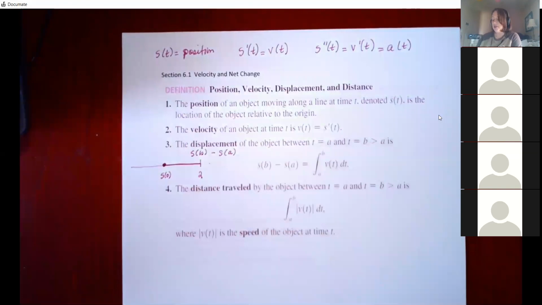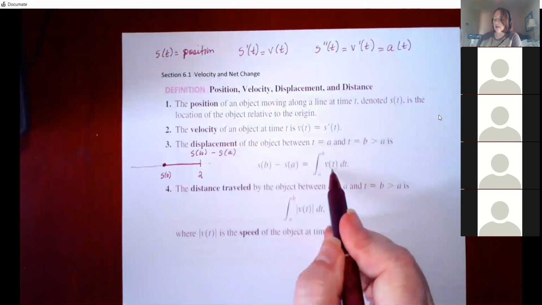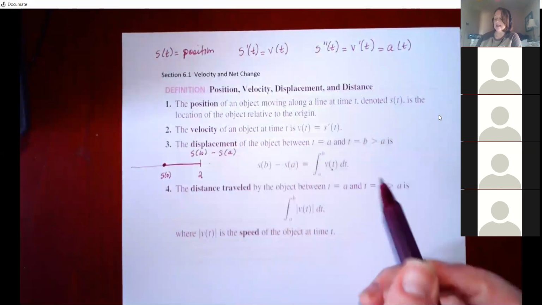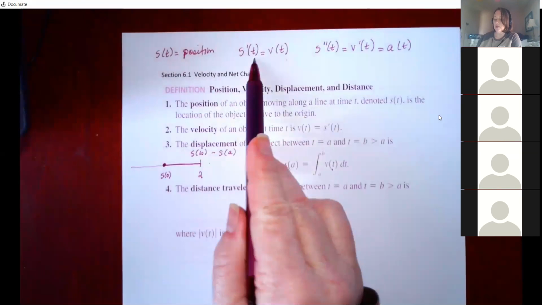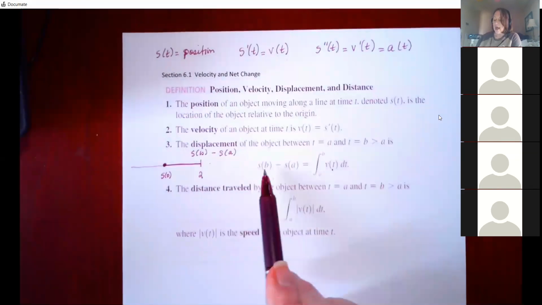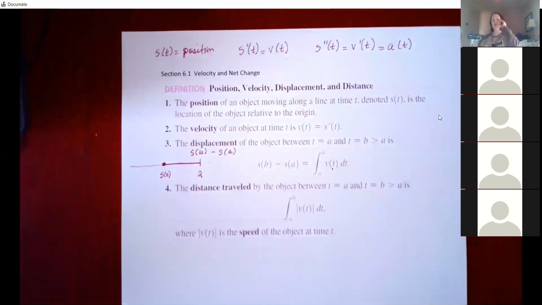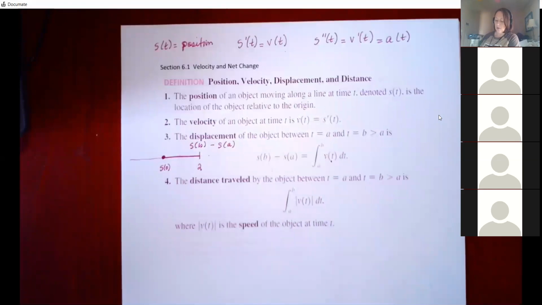But due to the relationship between velocity and position, if you integrate the velocity function, since it is the derivative of position, you'll get the position function. So S of b minus S of a is nothing more than the definite integral from a to b of your velocity function. So that's a quick way to find displacement. Well, I say quick, relatively quick.